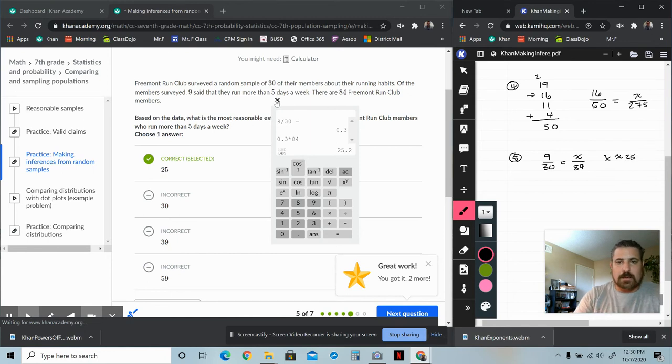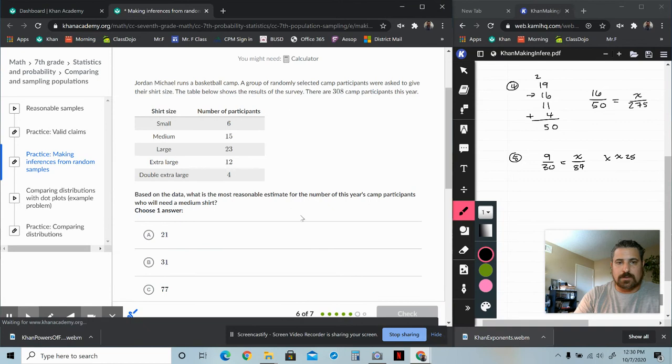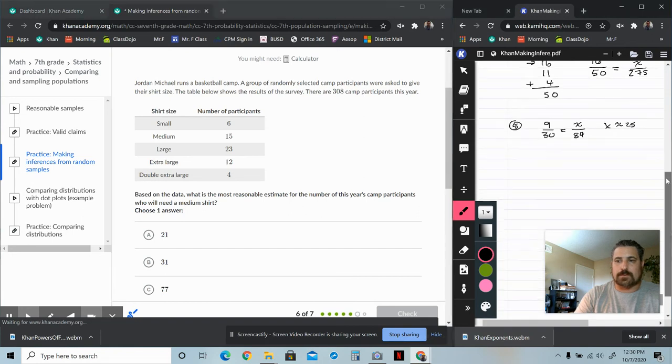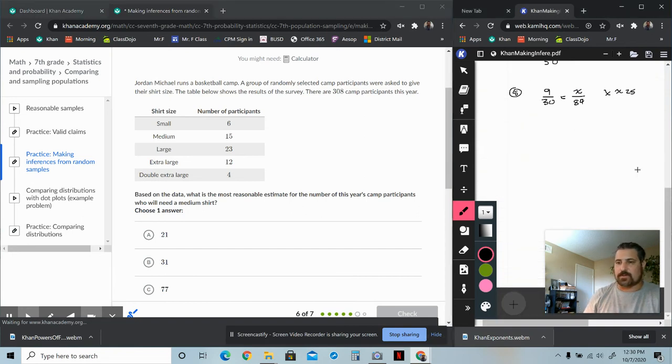All right, and let's go to the next question. It says Jordan Michael runs a basketball camp. A group of randomly selected camp participants were asked to give their shirt size. The table below shows the results of the survey. There are 308 camp participants this year. Okay, great. So let's go in and investigate this. We're going to have to find the total, so we're going to add a little bit. So let's go through and do number 6.